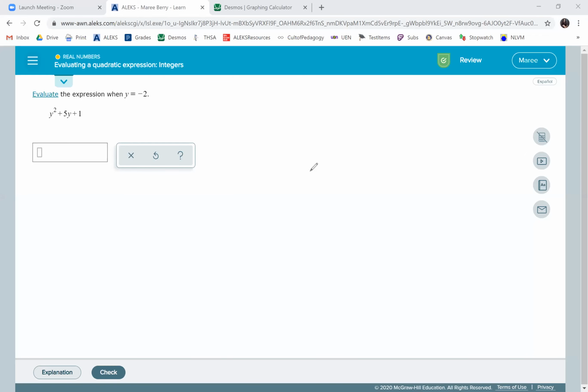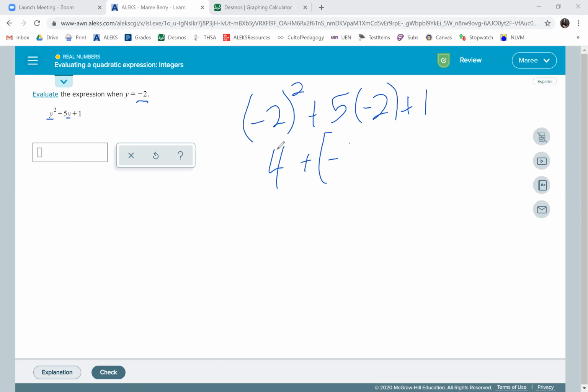So on this particular topic, you want to plug in the value for y everywhere that you see a y here. So when you see the y squared, you want to make sure that you're squaring the number that's given. So we're going to do -2 squared, which means -2 times -2, which is 4, plus 5 times -2 is -10, and then plus 1. So this is going to be 4 plus a -10 is -6, plus 1 becomes a -5.